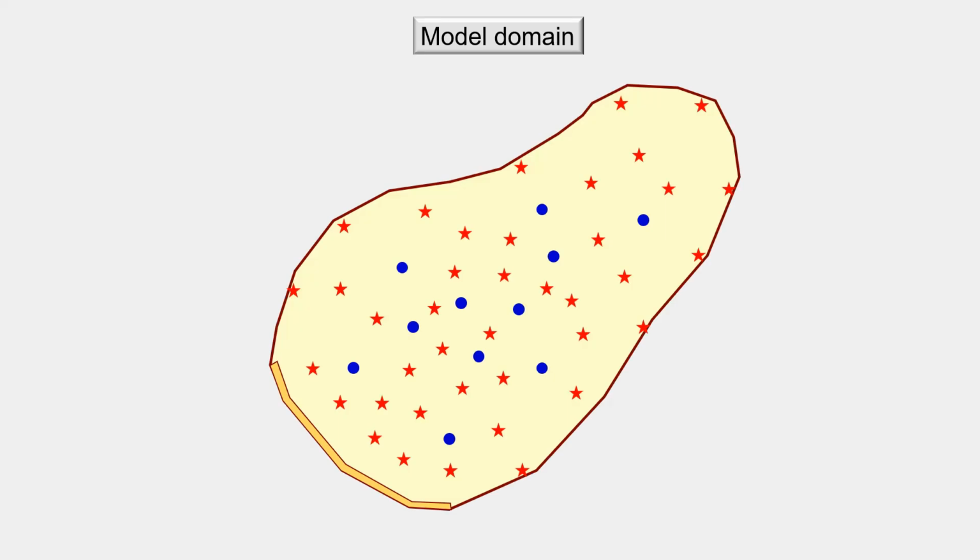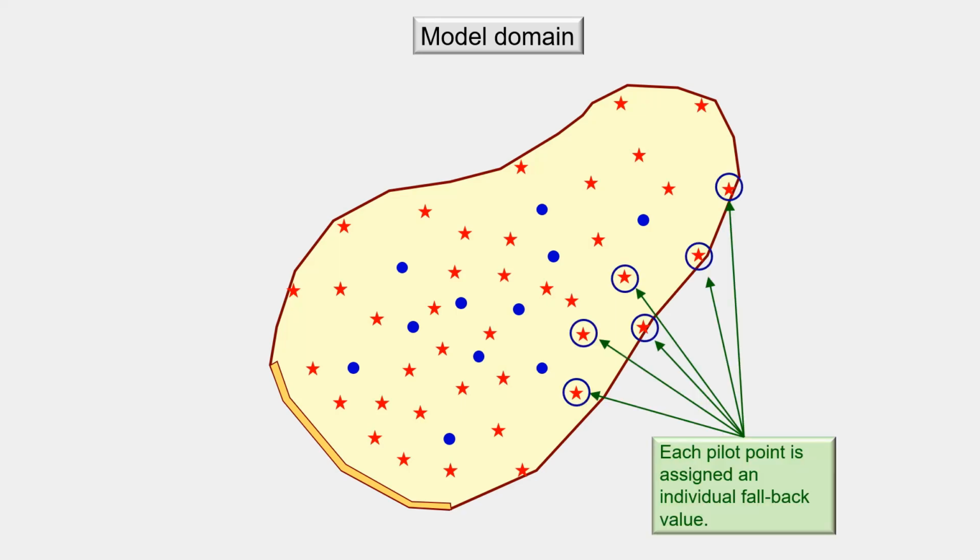Another option which gets around these problems is preferred value regularization. And this is the regularization that I use mostly myself these days. So here again is our model domain. And for each one of these pilot points, I assign one prior information equation, which gives a preferred value for that pilot point. So each pilot point has its own individual fallback position. Now, then, that means that I only introduce one equation for each one of these pilot points.